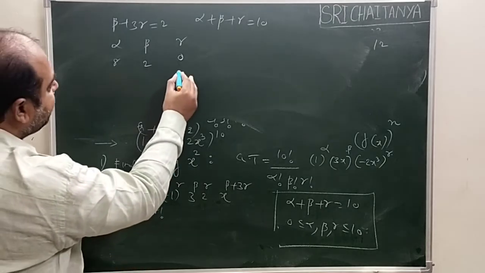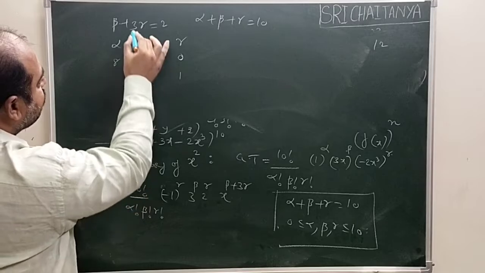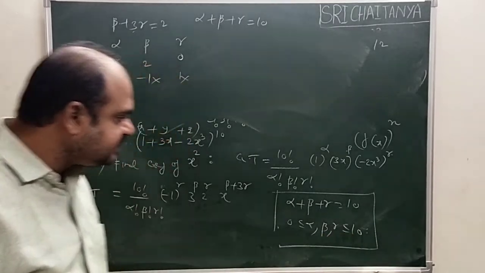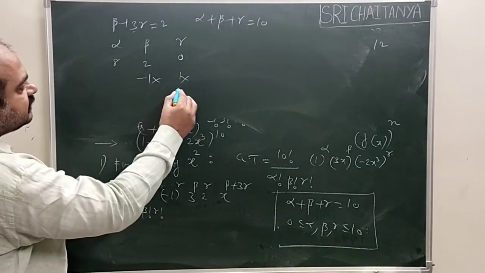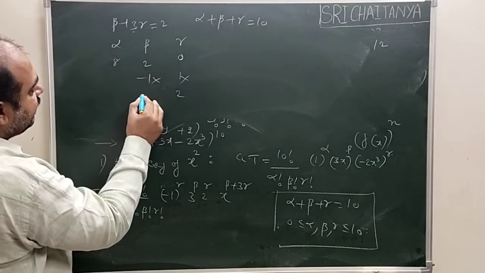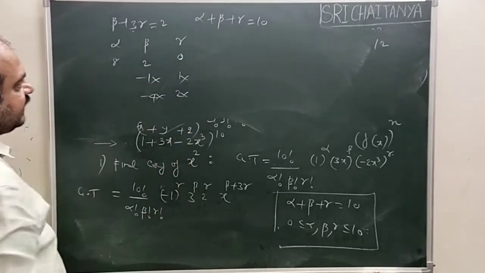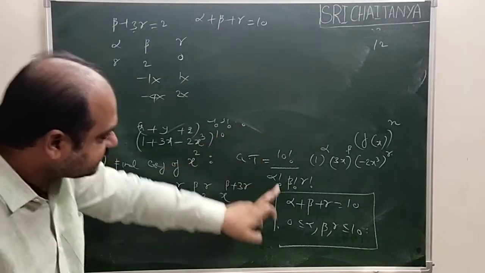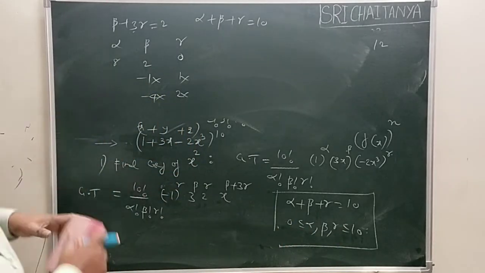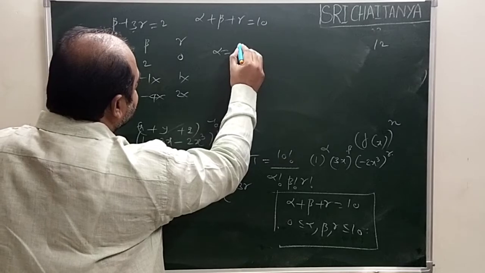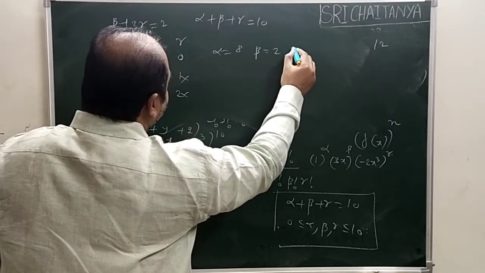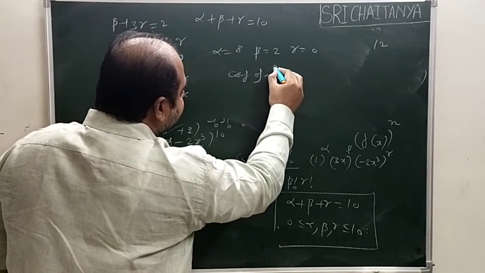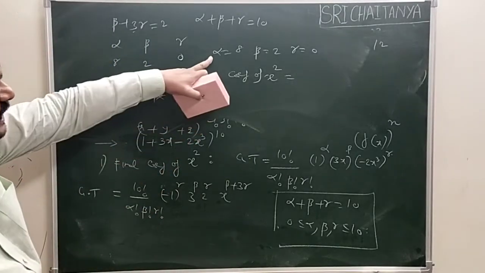Suppose you substitute gamma equal to 1. Then beta is negative, which is not possible, because beta varies from 0 to 10. Even if you take 2 also, you will get beta as minus 4, not possible. Therefore the values of alpha, beta, gamma satisfying these two equations and these conditions are only one possibility: alpha equal to 8, beta equal to 2, gamma equal to 0.